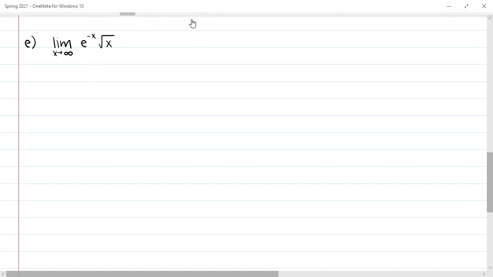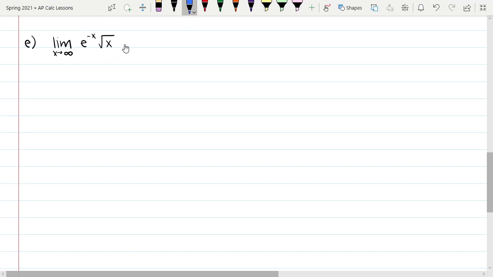So in other words, I can rewrite this function as the limit as x approaches infinity of the square root of x over e to the positive x. And now we have something that looks a little bit more familiar. So now if I use direct substitution, I am going to get infinity over infinity, which is an indeterminate form. So now I can use L'Hopital's rule.